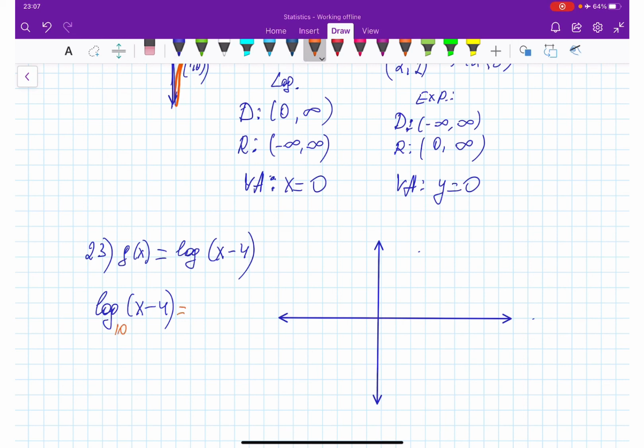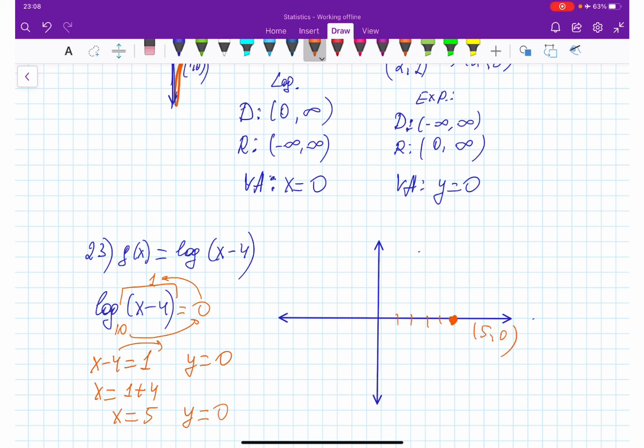if this is 0, then the whole thing is going to be equal to 1, yes? Because 10 to the power 0 is equal to 1. So when x minus 4 is equal to 1, our y is equal to 0. So from here, moving the negative 4 over, x will be 1 plus 4. x is equal to 5. x is equal to 5, y is equal to 0. That's our first coordinate where it's crossing our x-axis. So x is 1, 2, 3, 4, 5, and y is equal to 0.